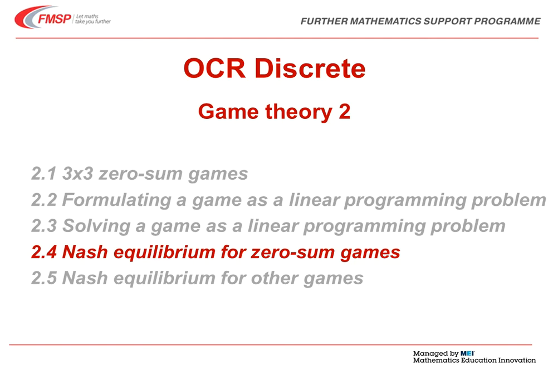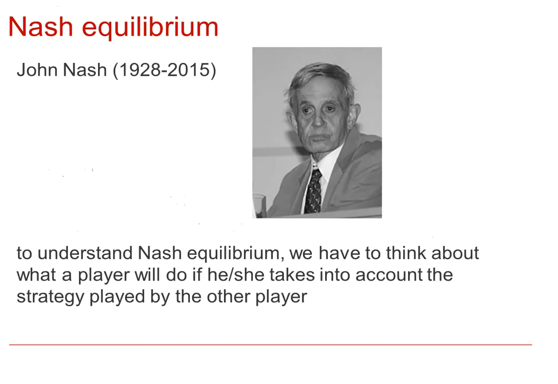Hello, this is the fourth video of Game Theory Series 2 for OCR Discrete Further Mathematics, and we consider the Nash equilibrium for zero-sum games. John Nash was a famous mathematician. You may have seen the film A Beautiful Mind about him, whose work on game theory is influential in economics and other situations that involve decision-making.